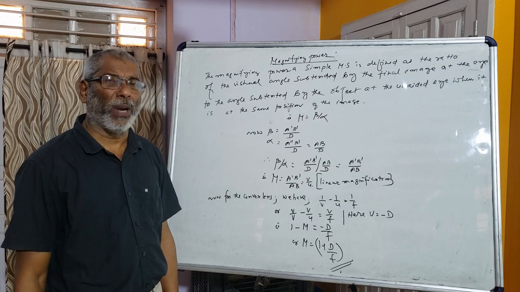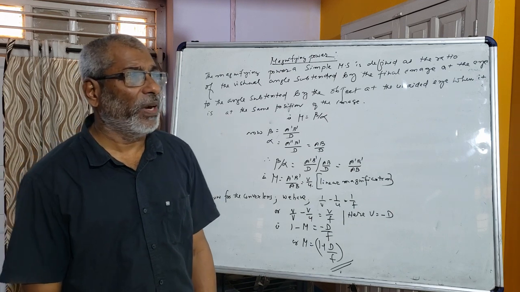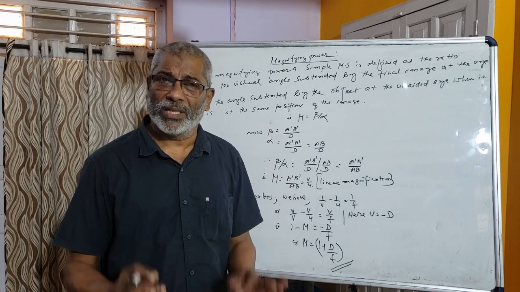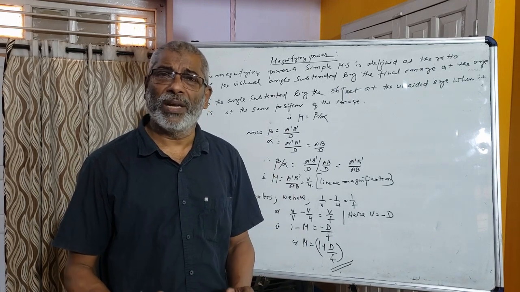And now we are going to explain the second case also. What is that? The distance between the lens and the object is adjusted such that the final image is formed at infinity.